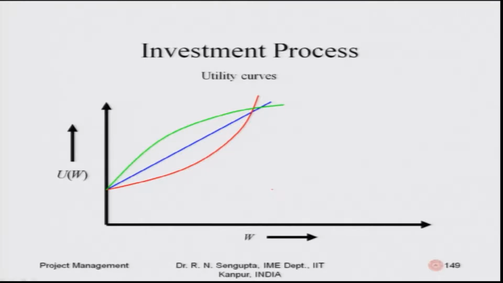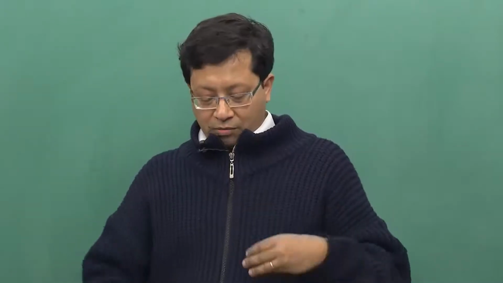If you concentrate on the blue one, it is increasing at a constant rate. If you consider the red one, it is increasing at an increasing rate. So, all these three diagrams give you an immediate, easy concept of how the risk aversion property, risk neutral property and risk seeking property come out from this.